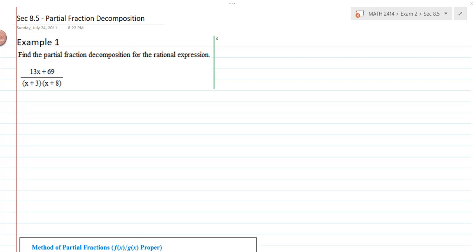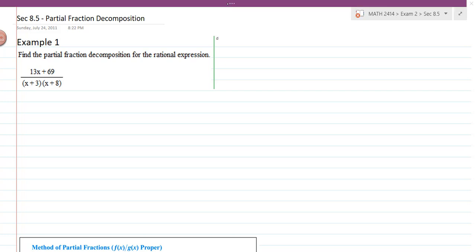Section 8.5 is partial fraction decomposition. Have y'all ever seen partial fraction decomposition? Do you know what it is? No clue. Okay. Well, then I'm going to go through example 1 and show you how to do partial fraction decomposition, and then we're going to go into it in more detail.